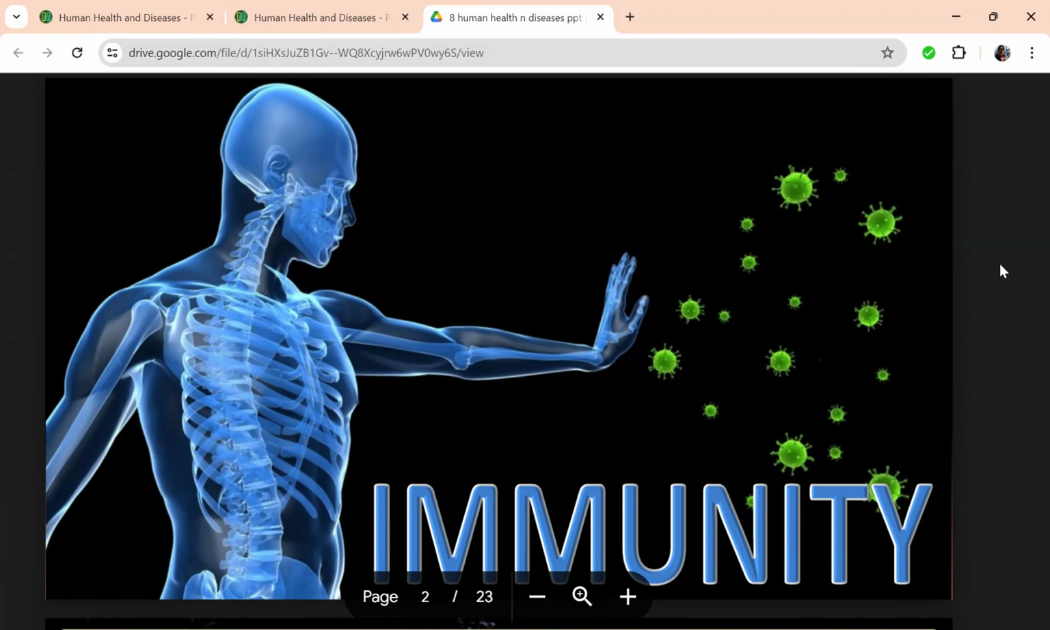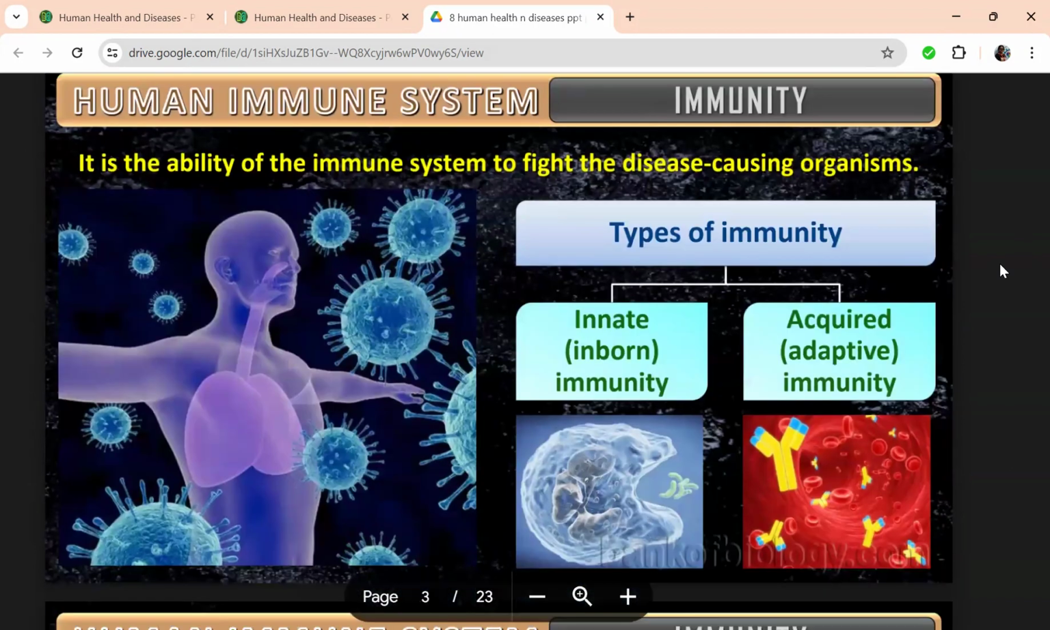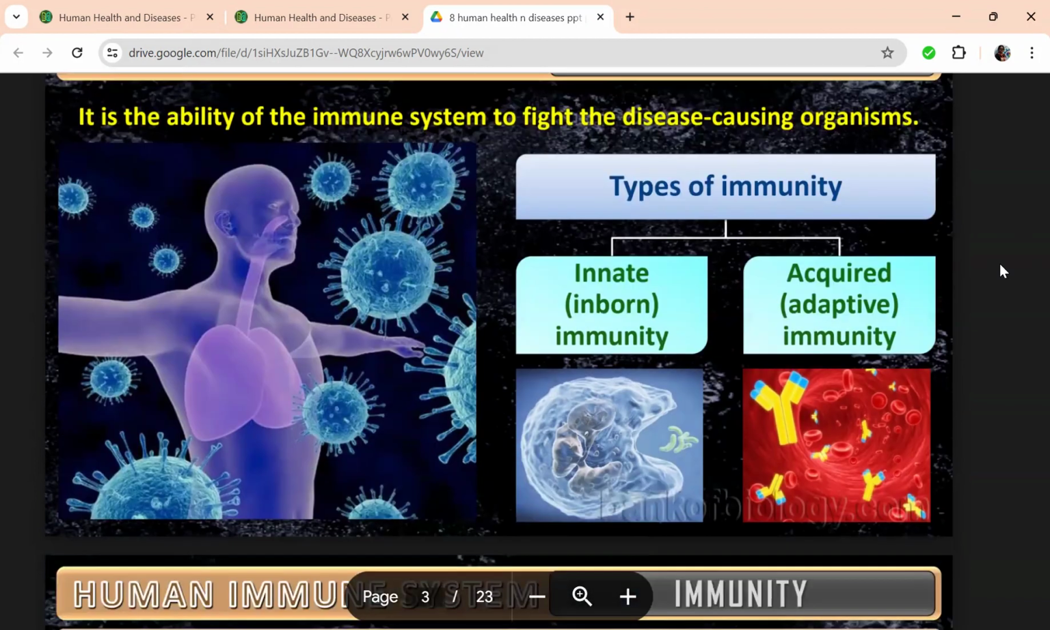We have already talked about the immune system, how we have the primary lymphoid system and the secondary lymphoid system. Talked about what is immunity. Now we are going to describe immunity. Immunity is the response against the antigen, how it fights against various antigens. So that is immunity, the ability of the immune system to fight against disease-causing organisms.